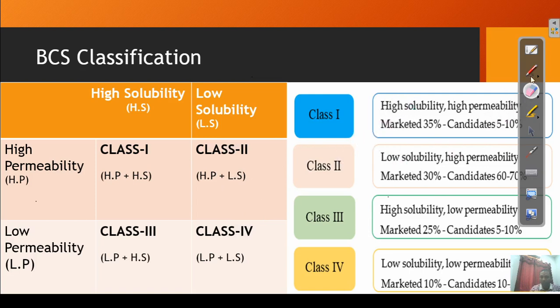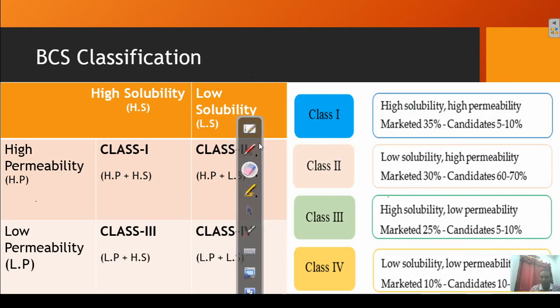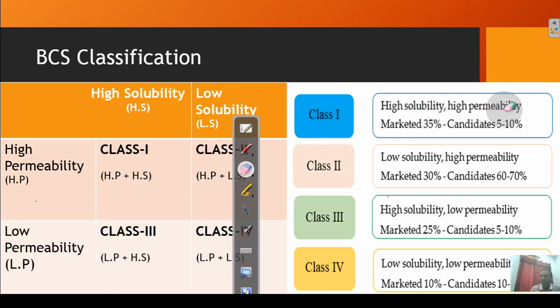And you can see here, if we talk about the class 1 drugs, these have high solubility and high permeability, and it covers 35% of the marketed drugs, and total candidates 5 to 10%. Don't get confused by these marketed and candidate drugs. Consider them in separate categories.